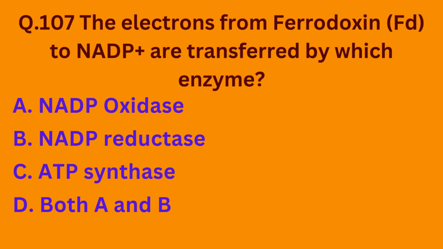Question number 107. The electrons from ferredoxin to NADP are transferred by which enzyme? Option A, NADP oxidase. Option B, NADP reductase. Option C, ATP synthase. Option D, both A and B. So the correct option is option B, NADP reductase.